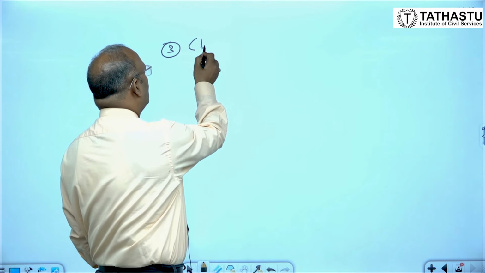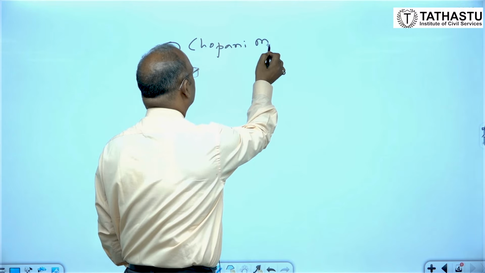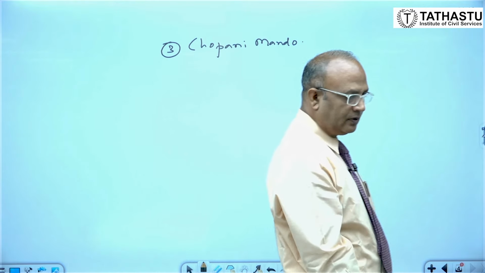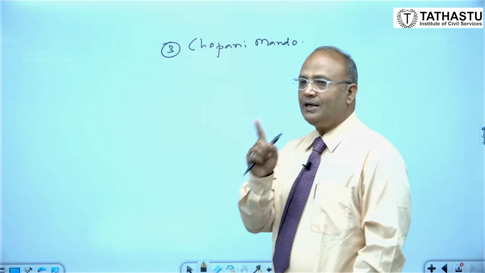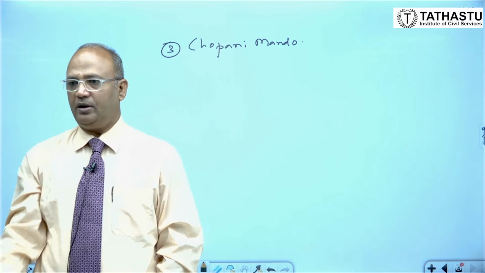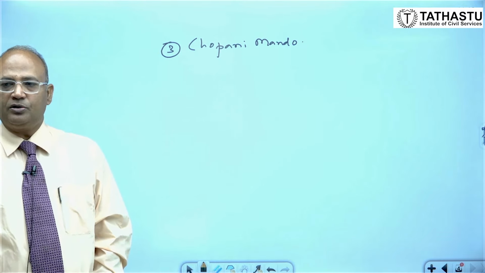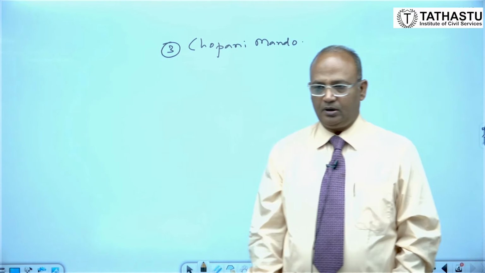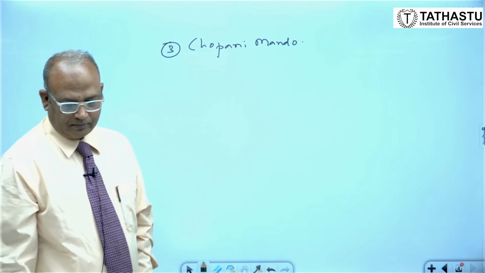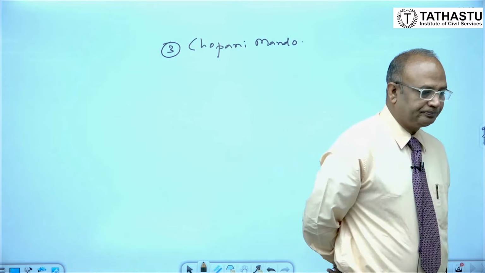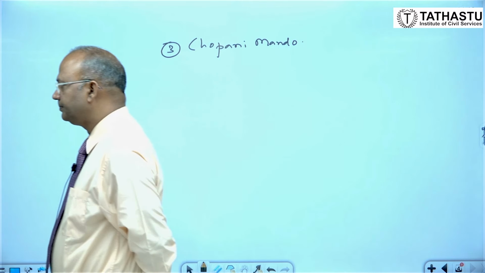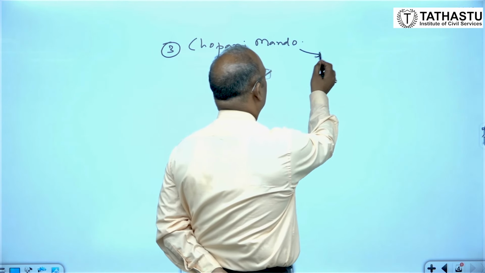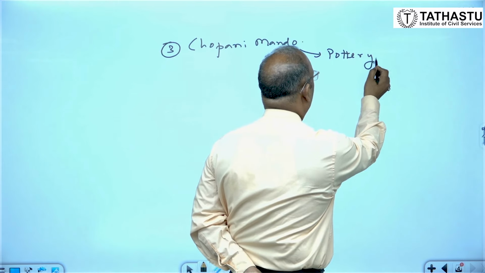Next is Chopani Mando. Location, evidence and site are very, very important in these three chapters. Chopani Mando, same location, near Allahabad, near Prayagraj. Evidence, write down: earliest evidence of pottery.